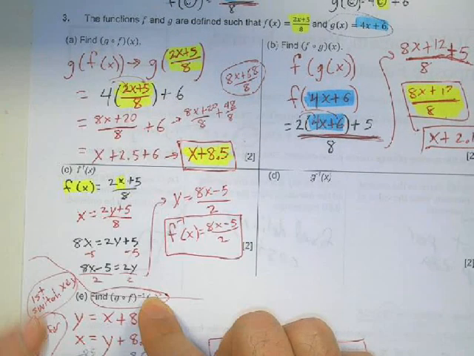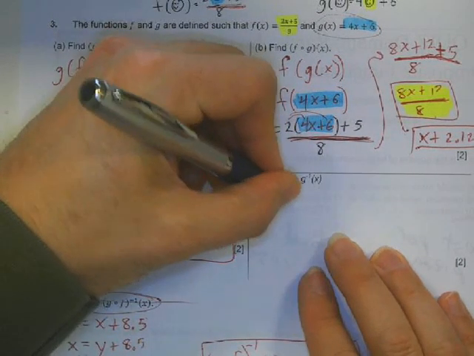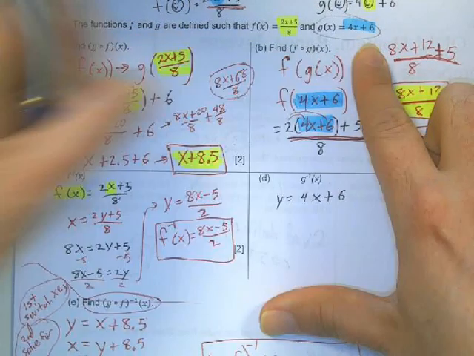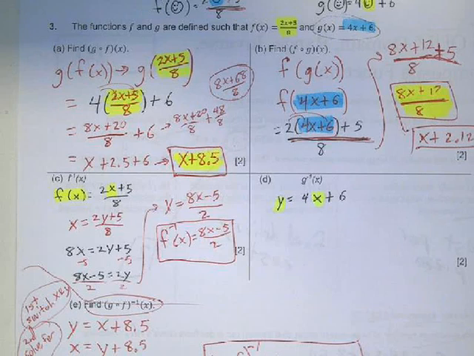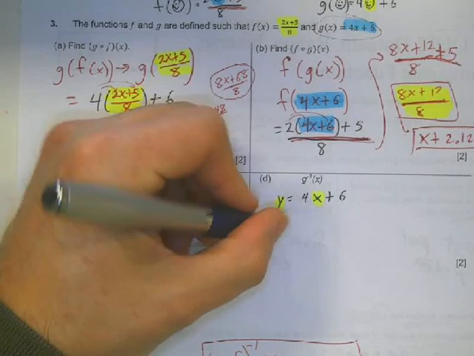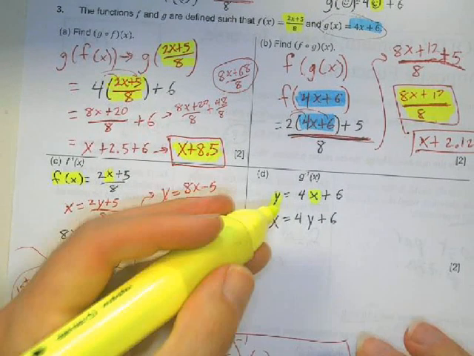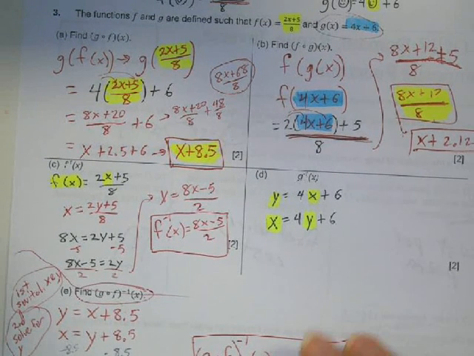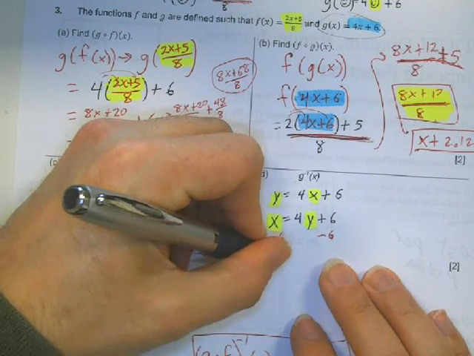Okay. Same process. I'm going to write this as y equals 4x plus 6. So the first step is we're going to turn this into x and that into y. So now I've got x equals 4y plus 6. I changed the y into an x and x into y, and vice versa. Now I want to subtract 6 on both sides, and then I get x minus 6 equals 4y.